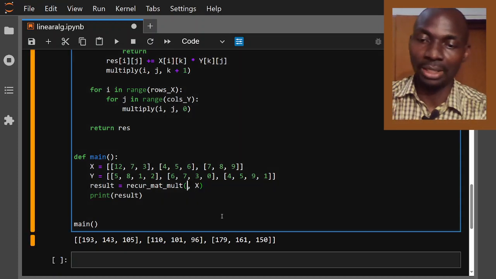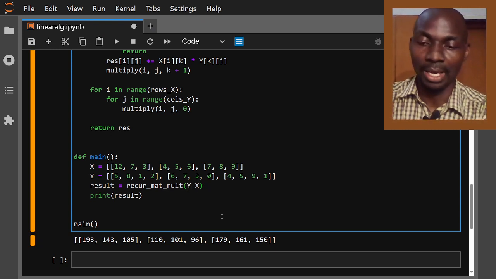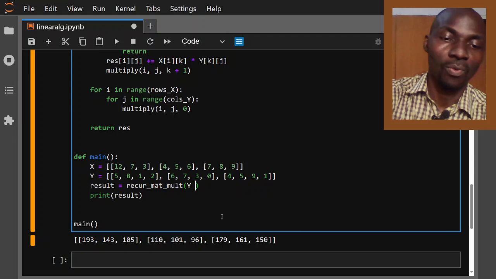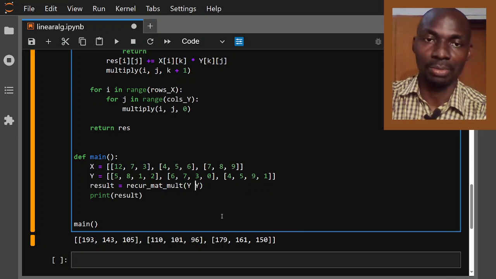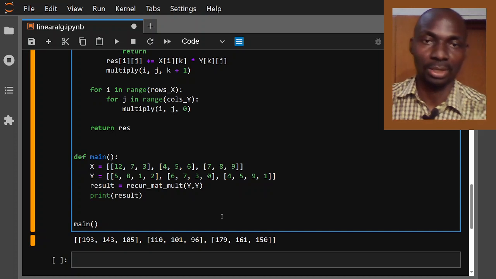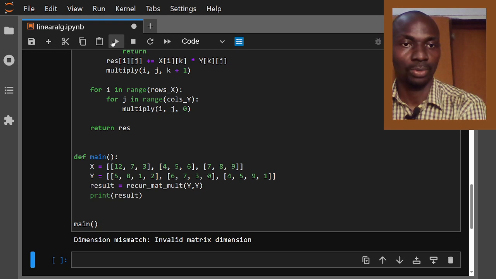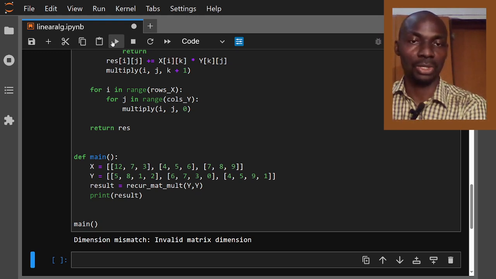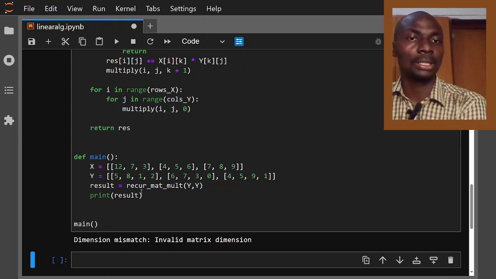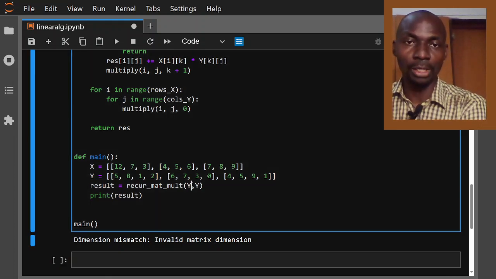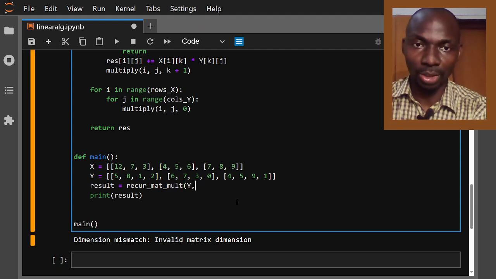Now let's try the other matrix, Y, capital letter Y, and Y. Let's put a comma here so that it doesn't give us an X. All right, let's test it out. It says dimension mismatch, invalid matrix dimension. All right, let's check if this will work if we flip.